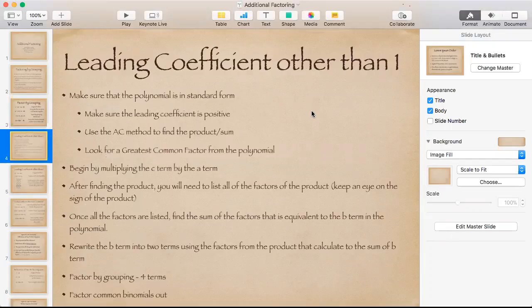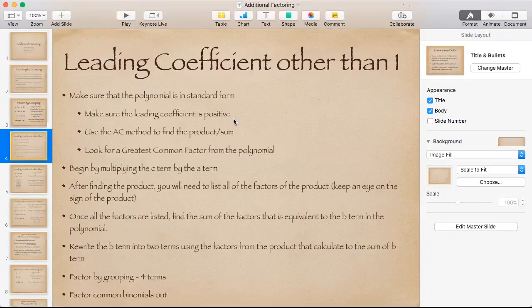It's that AC method where you take that third term, multiply it by the leading coefficient. So this is going to be the same thing. You're going to want to make sure it's in standard form. So you want your leading coefficient, your very first term, to be positive. So if it's negative, you're going to factor a negative 1 out. Make sure you factor a negative 1 from each of the other terms. So your sign should be changing as you factor out that negative.